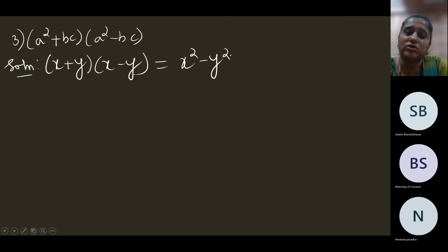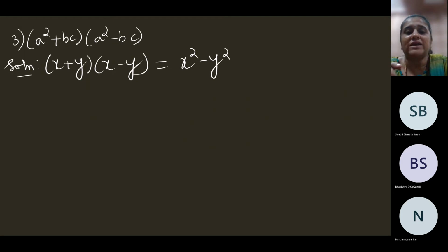See, the identity, you can tell it both ways. You can say X plus Y into X minus Y is X square minus Y square, or you can say X square minus Y square is X plus Y into X minus Y. Similarly, you can say A square minus 2AB plus B square is A minus B the whole square, or A minus B the whole square is equal to A square minus 2AB plus B square. So you can say the identity both ways. But how do you write? When you write, you look at the question.